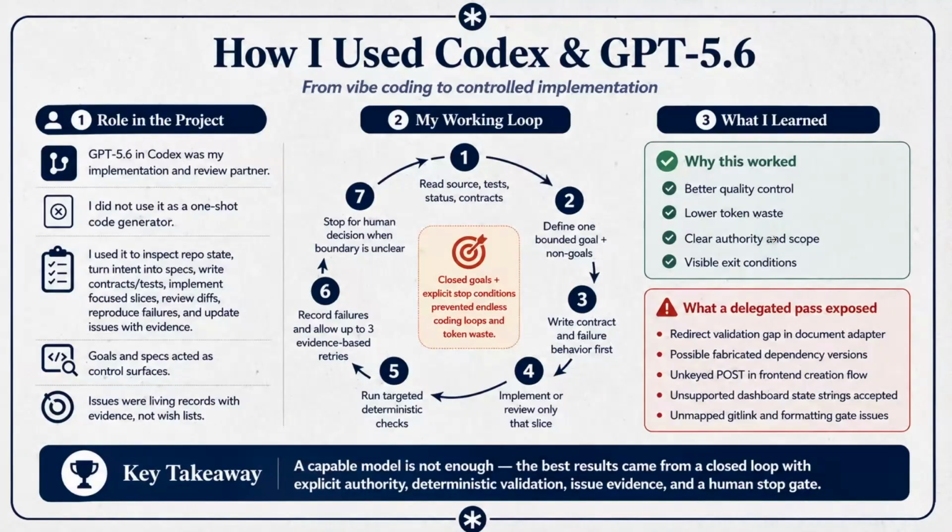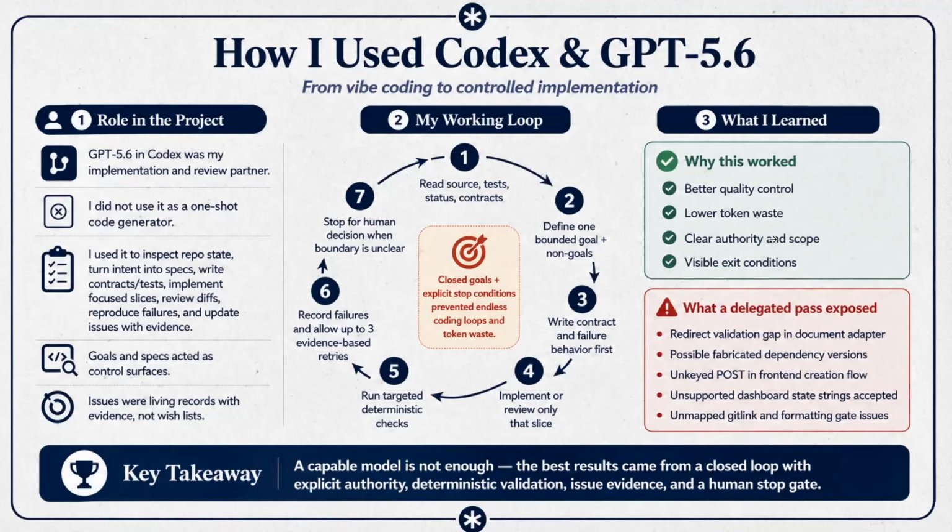I used GPT-5.6 Codex as both a reasoning and an implementation partner. For each task, Codex first inspected the relevant resources, tests, contracts, and non-goals, and then I gave it one bounded goal with clear success criteria. We followed a closed loop: define the goal, update the contract, implement a focused change, run deterministic checks, and record evidence. Changes were verified through tests, type checking, linting, agent evaluation, and browser flows.